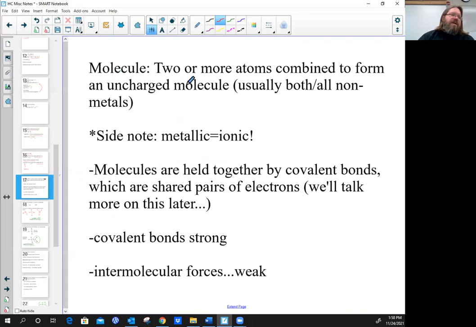So a molecule is 2 or more atoms combined to form an uncharged molecule. Usually both or all of the elements or atoms involved are non-metals. This is an important piece, okay?